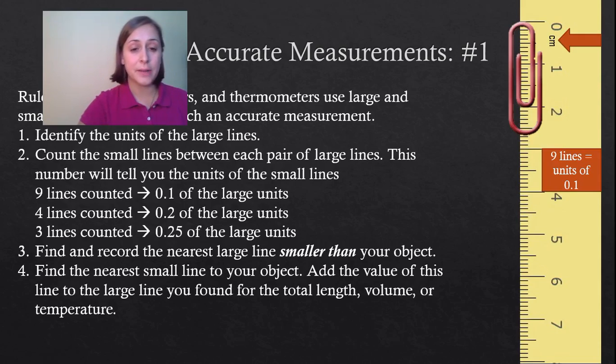Now, to measure this paperclip, we have to find and record the nearest large line that's smaller than our object. So we see the paperclip, first of all, is starting at the 0. That's very important for rulers. Thermometers and graduated cylinders will automatically start at the right place. But for a ruler, you need to make sure you line something up to the 0 mark, not the edge of the ruler. Your measurements will be too short if you do that. So from the 0, we see that the other end is between the 2 and the 3. We want the line smaller than your object, so that would be 2 centimeters.